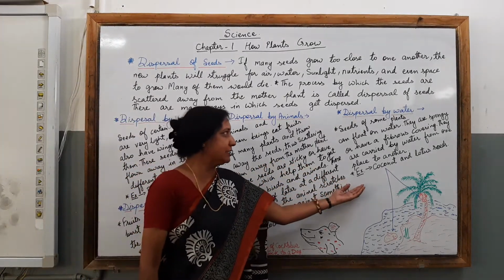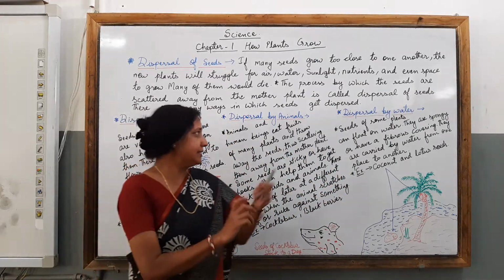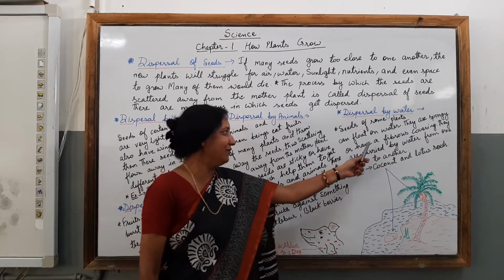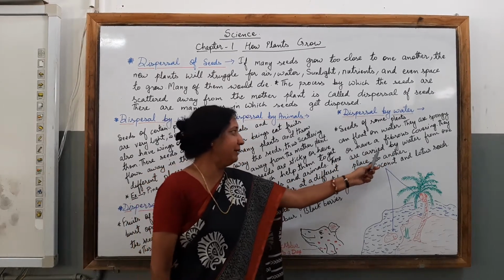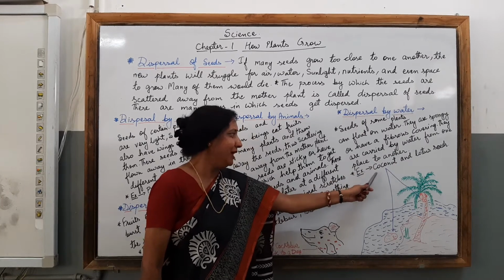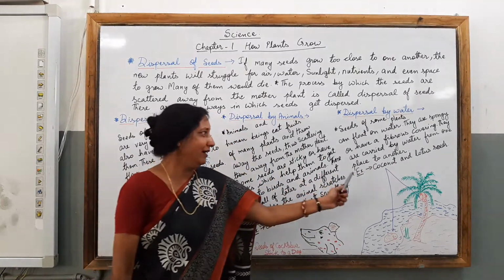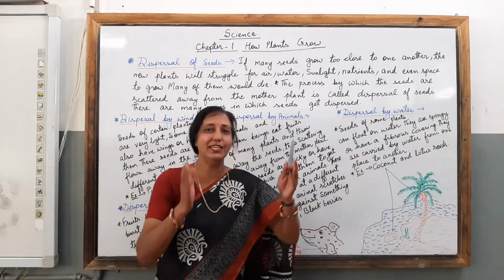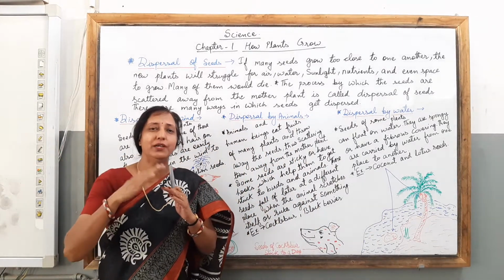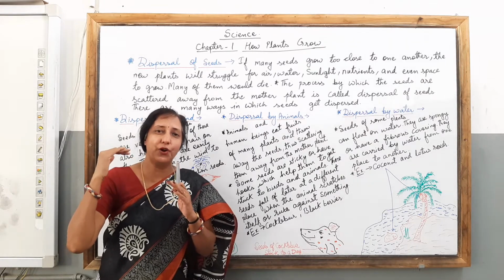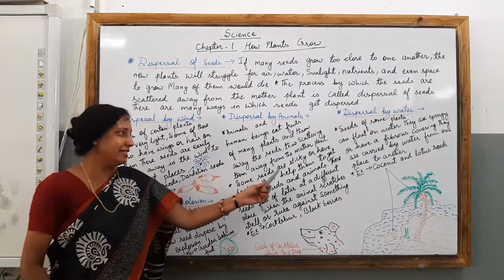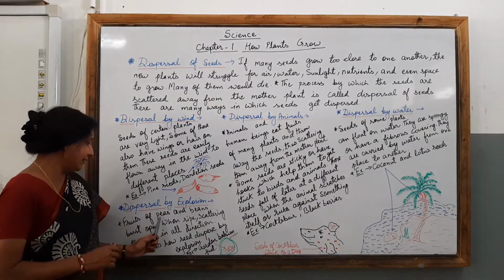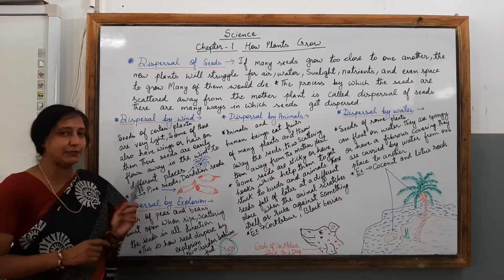Next we talk about dispersal by water. Children, seeds of some plants can float on water. They are spongy or have a fibrous covering, and they are carried by water from one place to another. The examples are coconut and lotus seeds. As you can see, the coconut tree is there, and when the seed falls in the water, it moves along with the water from one place to another, and thus the water also helps in dispersal of seeds.